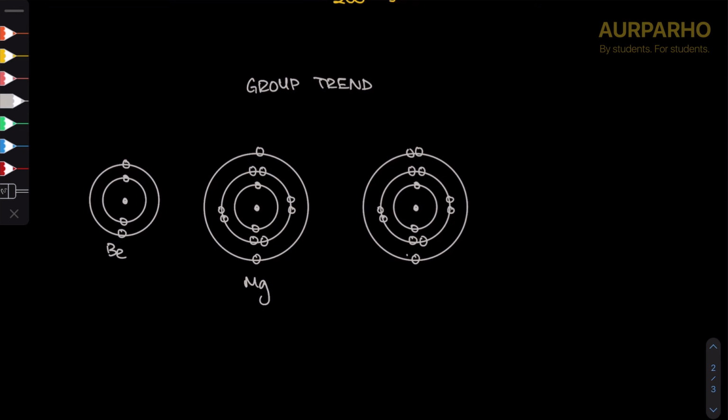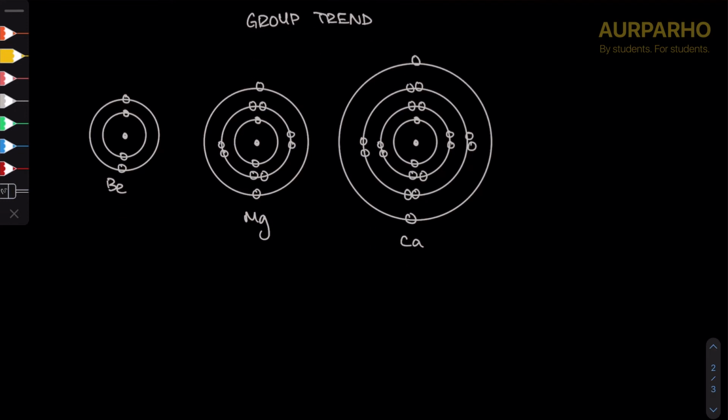So this is how many? This is 8, 16, 18, and you need 2 more. I'm just taking the first 3 elements in group 2 as an example. Now if you look at these, you'll notice that the outermost electron is so much closer to the nucleus than here, and here it's even farther. So as you go down a group, the distance of the outermost electron from the nucleus increases.